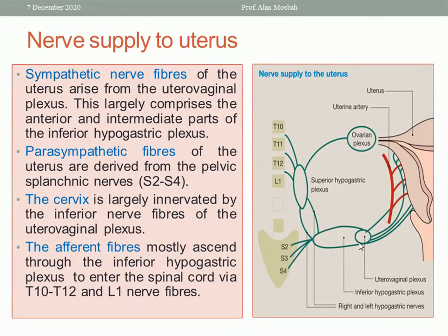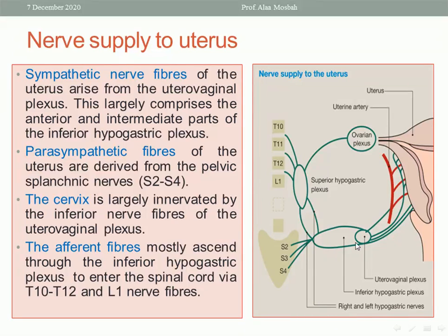What is the nerve supply to the uterus? Sympathetic nerve fibers of the uterus arise from the uterovaginal plexus. This is the uterovaginal plexus. This largely comprises the anterior and the intermediate part of the inferior hypogastric plexus. Also, parasympathetic fibers of the uterus derive from sacral 2 to sacral 4. The cervix is largely innervated by the inferior nerve fibers of the uterovaginal plexus.